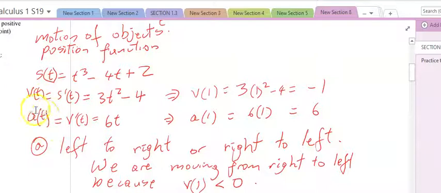Our acceleration function is the derivative of our velocity function, that is v prime of t. If we take the derivative of 3t squared, we end up with 6t.